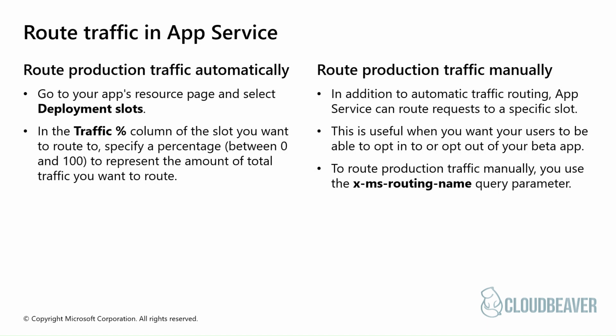You can even do manual routing of the stage traffic. For that, you can use a request header, x-ms-routing, with a parameter value pointing to your staging environment. At the code level, you can also do that, and this can help you to get your users routed to the beta version. In our case, that's going to be the stage environment, and that could be easily tested out.